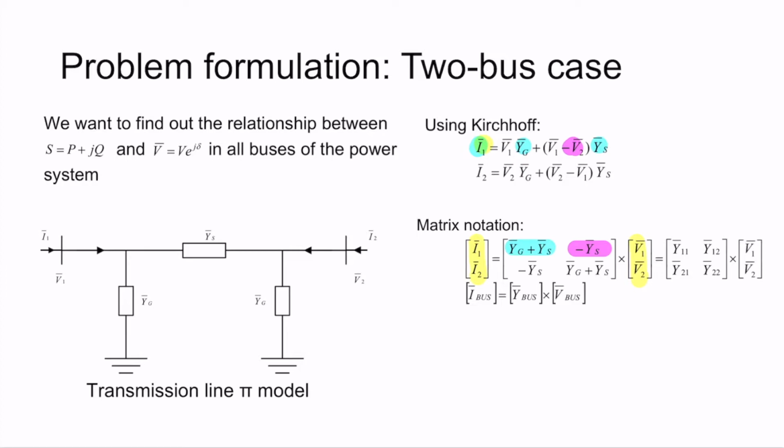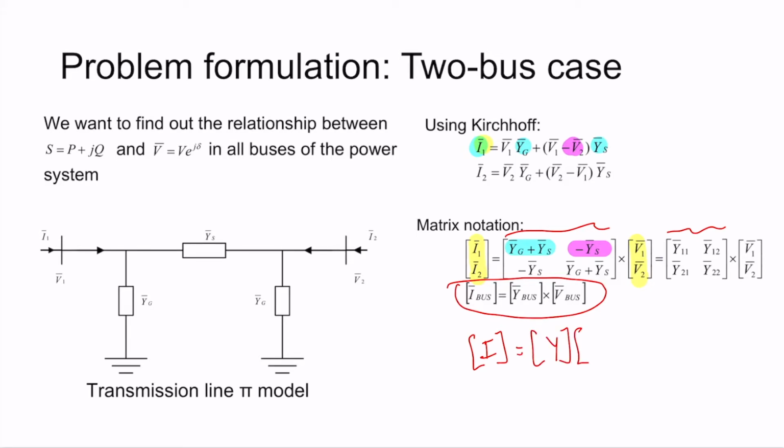So if you see here, we have a matrix, which has, in this case, 4 elements, of course. I will call each element with the classical definition for a matrix. Y11 is the element of the first row and the first column. We can compile this equation in a very compact form, something like this: I bus is equal to Y bus times V bus.